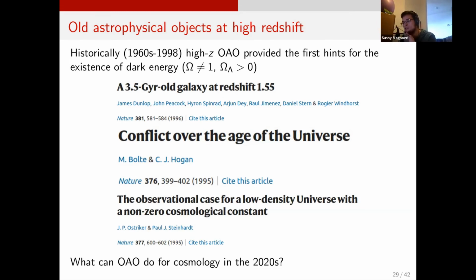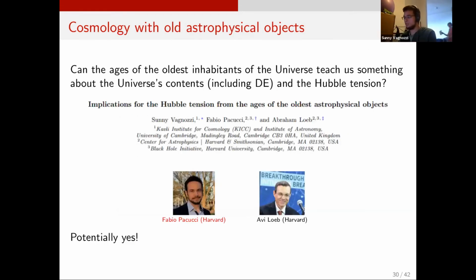The question we ask in a recent paper with Avi Loeb and Fabio Pacucci is: can old astrophysical objects be important again for cosmology in the 2020s? And can they teach us something about dark energy and possibly the Hubble tension? And the answer is yes. And how does this come about?